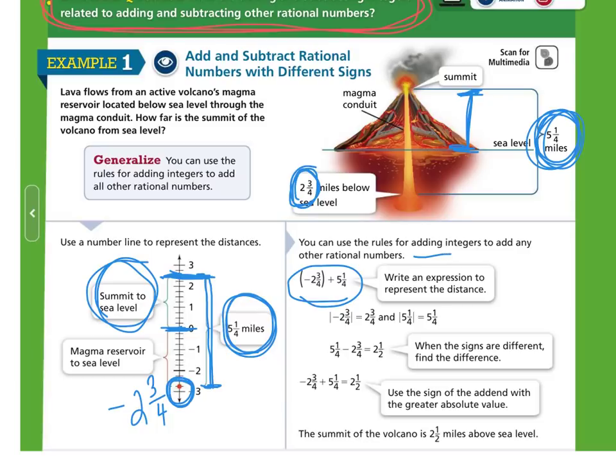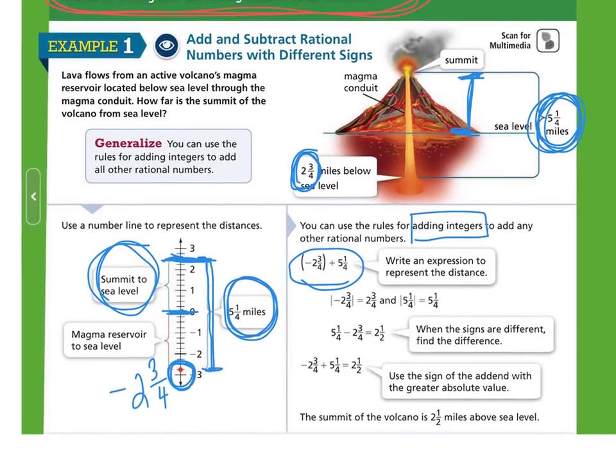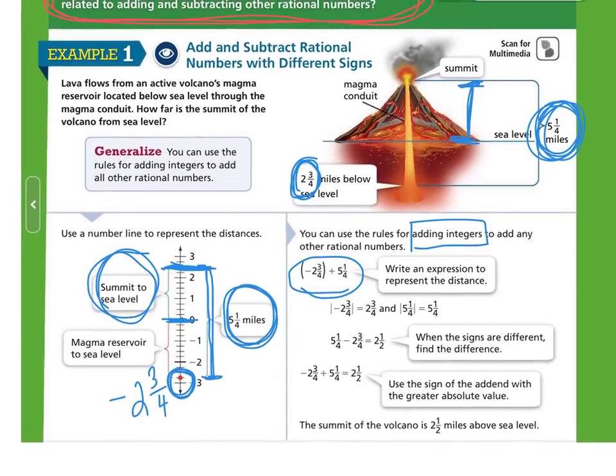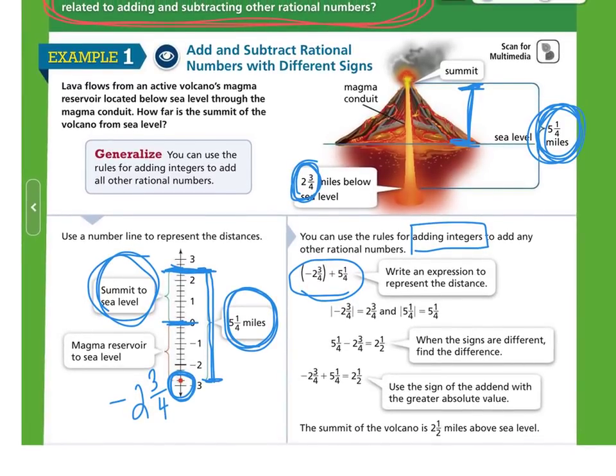And we can use our rules for adding integers and apply them also to rational numbers. So even though there are fractions here, don't freak out. Remember, you just have to get a common denominator when you have to add or subtract fractions or mixed numbers. So you'll see that they've done that. We've made sure that you have common denominators already. You just have to do the fraction computation.